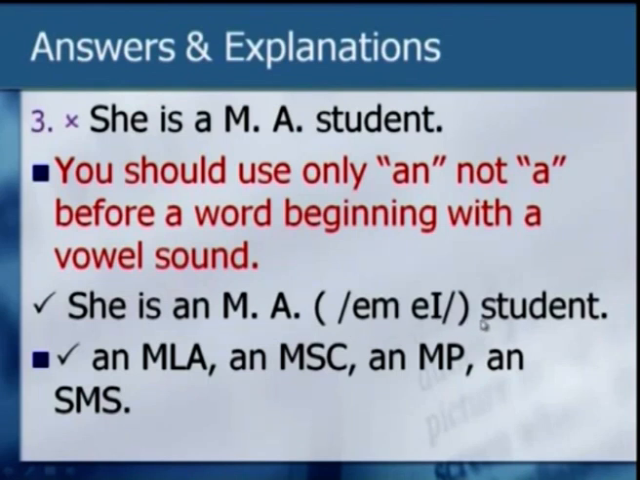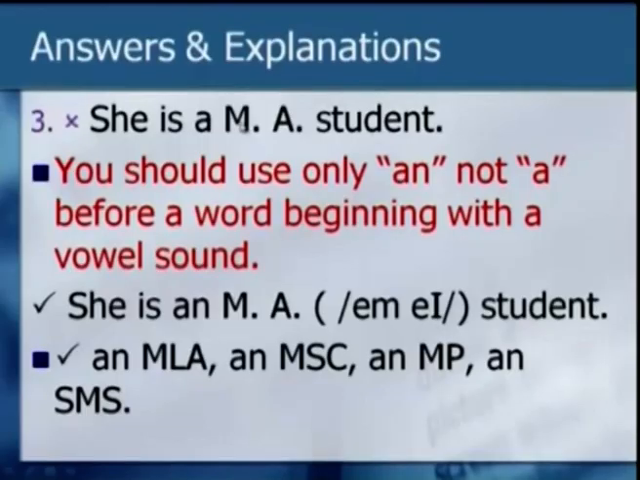So, before the vowel sound, always you will be using an: an apple, an umbrella. You do not say a apple, which is wrong. So, similarly, although here it is the letter M, the pronunciation is M. Since the pronunciation is starting with a vowel sound, you should use an. Similar examples: an MLA, an MSc, an MP, an SMS. So, do not say I am sending a SMS to you, I am sending an SMS. I sent an SMS message. Okay. So, this is another common error, keep this in mind.